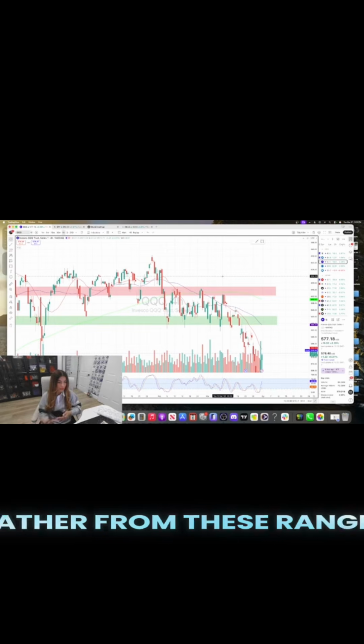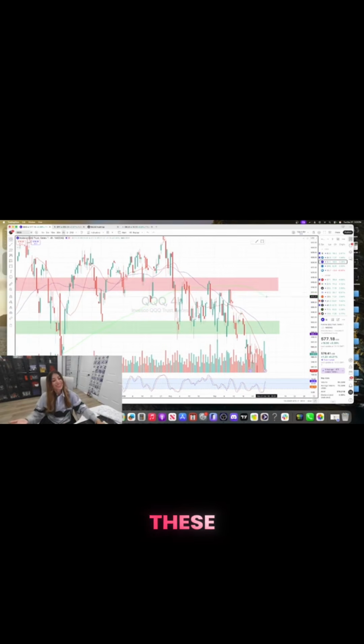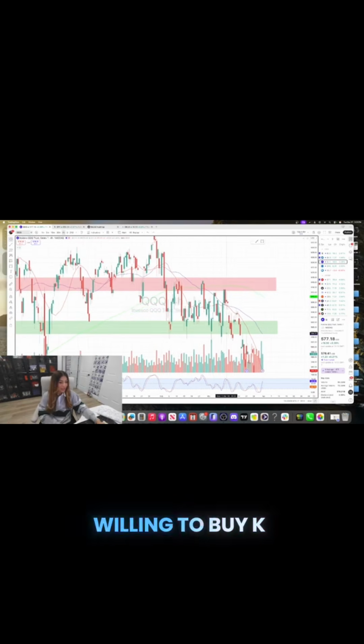So what you can gather from these ranges, because it's like, oh cool, we just drew these blocks on our screen. What does that tell us, and how could we use this information to actually place a trade? Basically, after drawing these boxes, people are willing to buy QQQ from 595 to 600. And the longer that QQQ stays in that $5 range of 595 to 600, people are no longer going to be willing to buy at that price. They'll wait till it comes down.